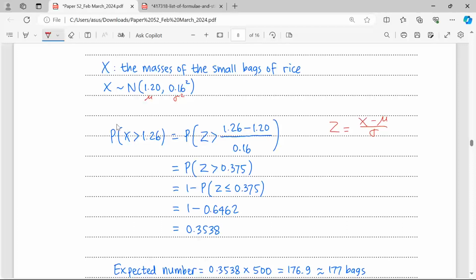Remember that in the table, we don't have the value for probability greater than some number. We only have probability less than a number. So we have to rewrite this as 1 minus probability z is less than or equal to 0.375. You have to figure out the value for this probability from the normal table. So we would like 0.375.